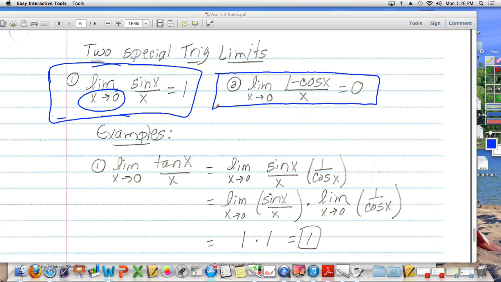Examples, and this brings you back to last year a little bit. Hopefully you have some recollection of the sine and cosine and tangent. Remember all that stuff in pre-calc? You have to kind of have some recollection of that. So, if you are finding the limit as x approaches 0 of the tangent of x over x, what I did was I rewrote the tangent of x as the sine of x over the cosine of x.